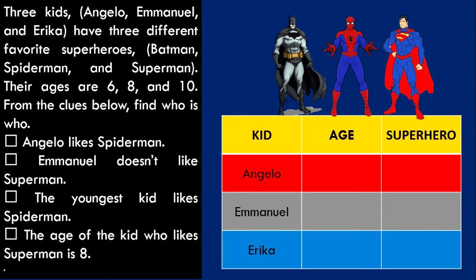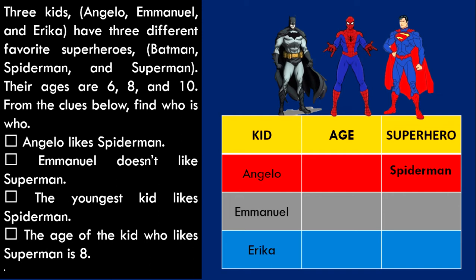Okay, so here we have the table. We use the table to indicate what is the age and the favorite superhero of Angelo, Emmanuel, and Erica. So we'll base their age and favorite superheroes on the given statements. So first one, Angelo likes Spider-Man. So obviously, Angelo likes Spider-Man. Okay, the second statement said that Emmanuel doesn't like Superman.